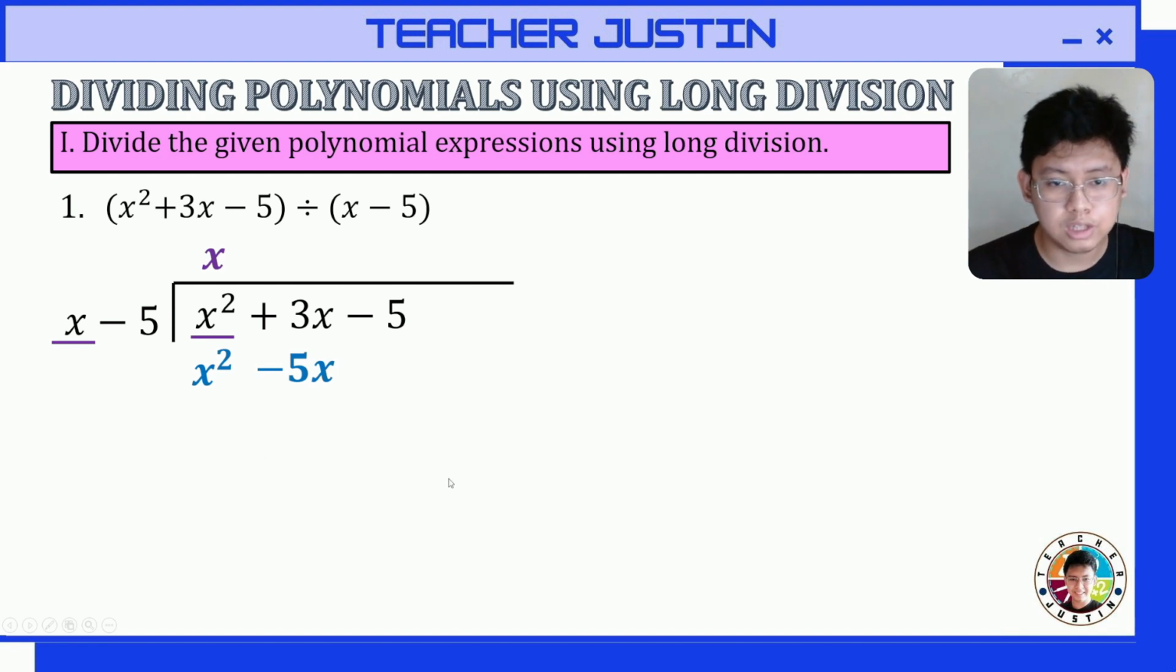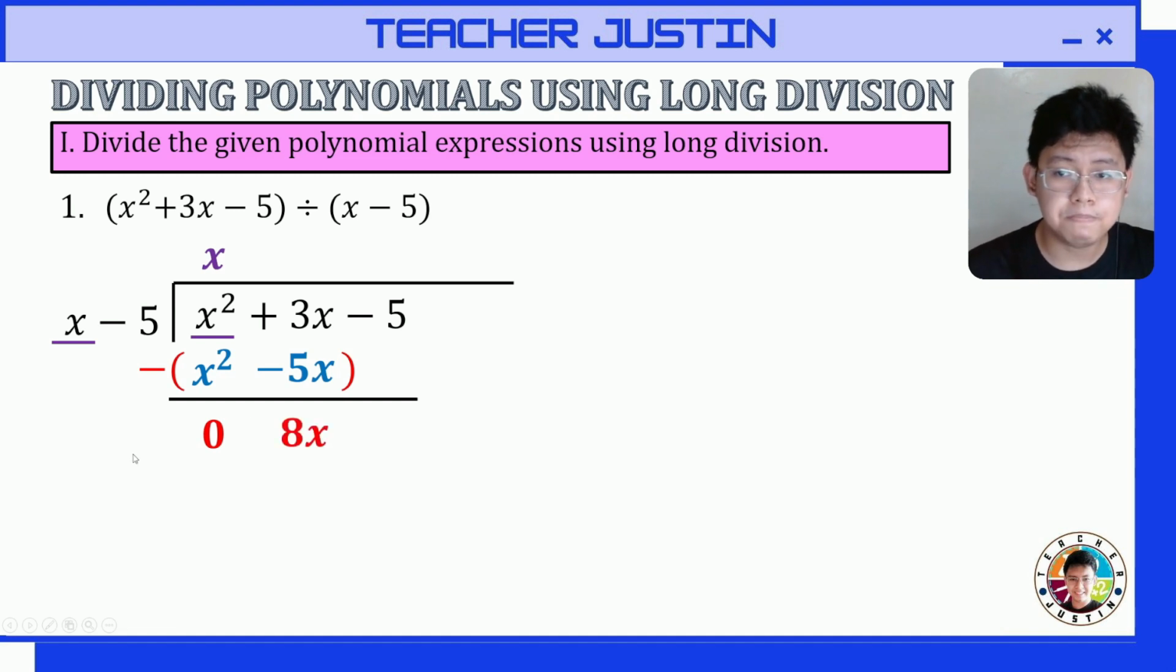Tapos, let's subtract. So, we will have x squared minus x squared will be 0. 3x minus negative 5x will be positive 8x. Take note, we apply keep, change, change. 3 minus negative 5. So, it will now be 3 plus positive 5. Kaya siya naging positive 8x.